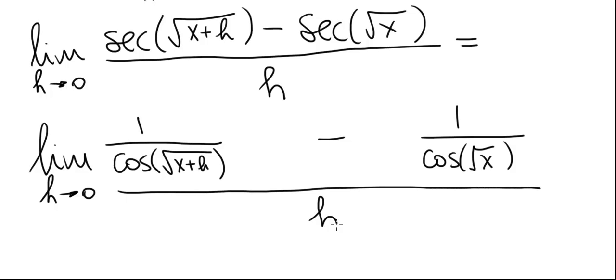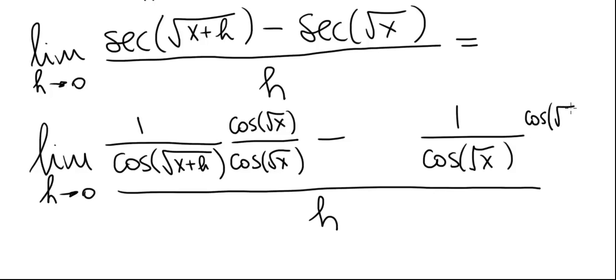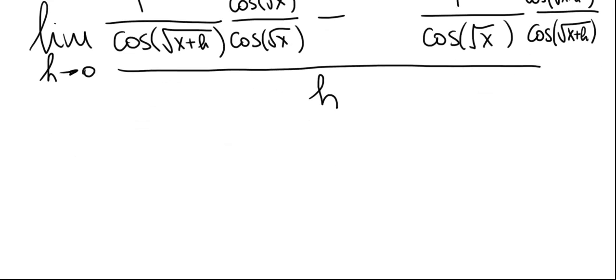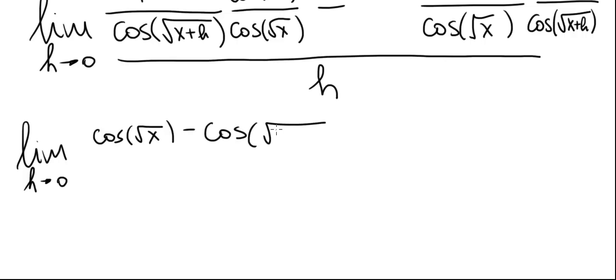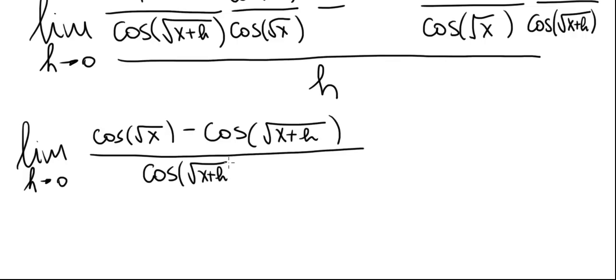Now we're going to need to simplify this numerator, so that will require a common denominator. We'll multiply 1 over cosine of square root of x plus h by cosine of square root of x over cosine of square root of x, and 1 over cosine of square root of x, we'll multiply by cosine of square root of x plus h over cosine of square root of x plus h. Now let's simplify this. This gives us the limit as h goes to 0 of cosine of square root of x minus cosine of square root of x plus h, divided by cosine of square root of x plus h times cosine of square root of x, divided by h.